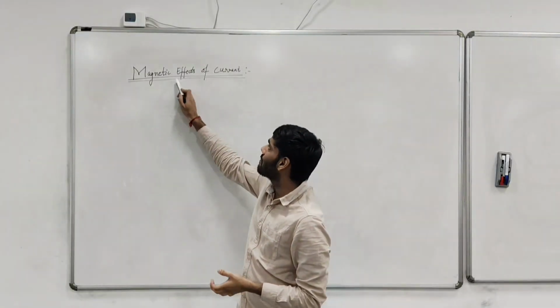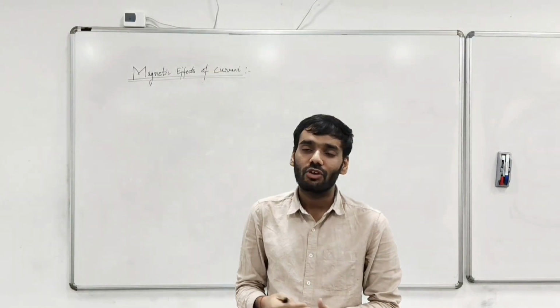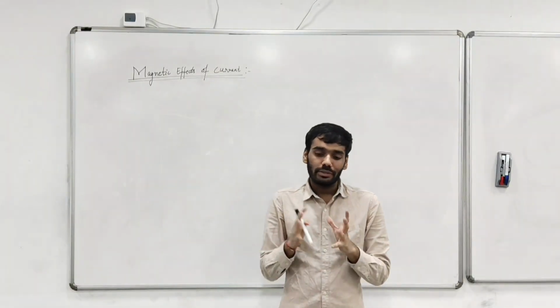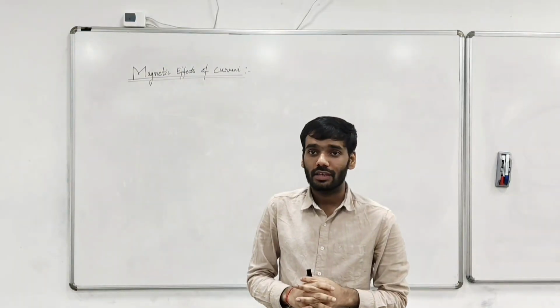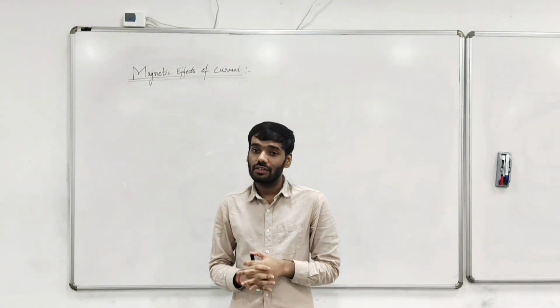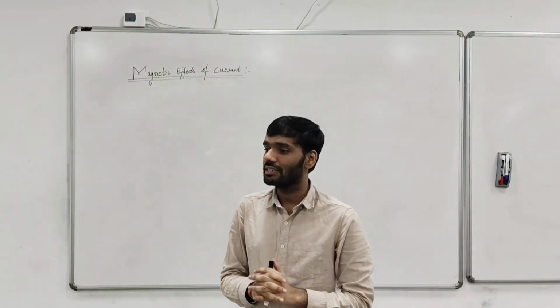So here, as you can see, I have written magnetic effects of current. Current, what is current? Current is nothing but flow of charges. So it means flow of charges are responsible for creating a magnetic field. Any charge moving creates a magnetic field. Moving charge creates a magnetic field.